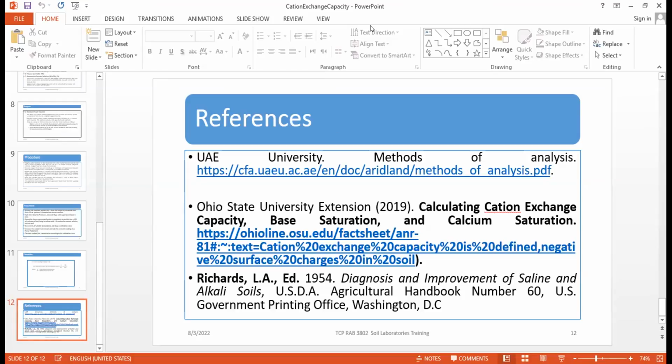Okay. And then when we add the ammonium acetate to extract the sodium and do the centrifuge, between the centrifuge and the reading on the flame photometer, we have to filtrate the supernatant, right?